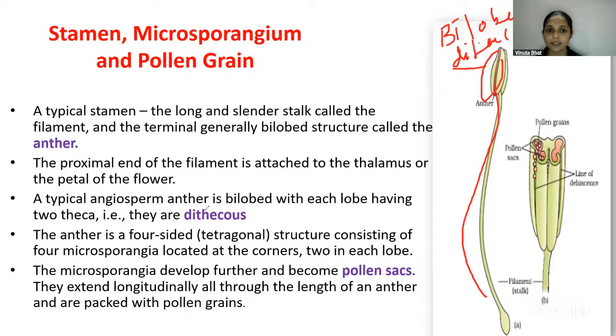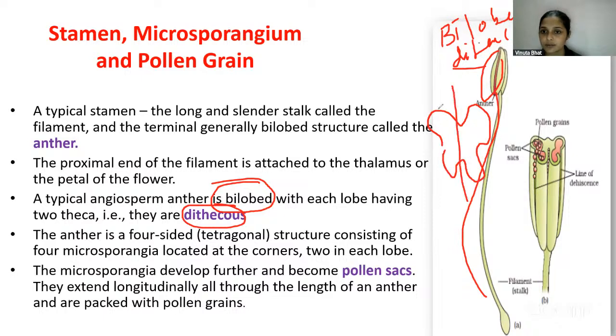So what is the meaning of dithecous? Bilobed and dithecous anther: two lobes are there. When you take the section of the anther, you find two theca. This is one theca and this is the second theca. So it is called the dithecous anther.